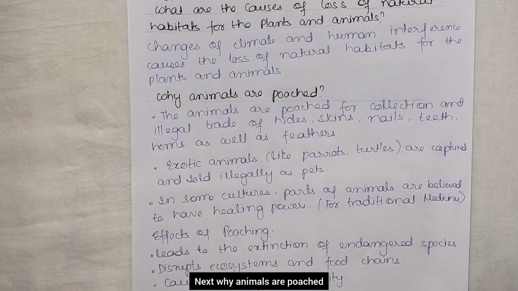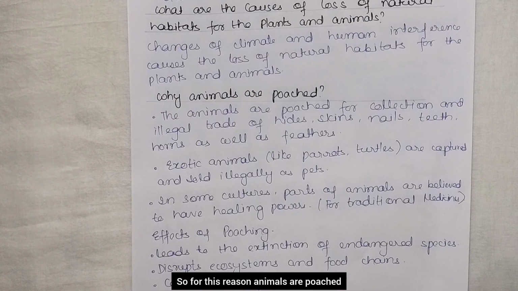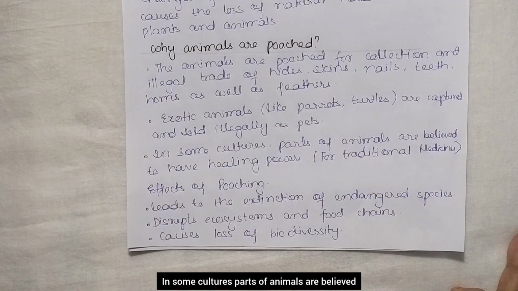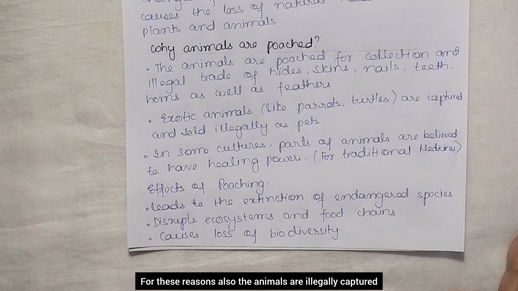Next, why are animals poached? The animals are poached for collection and illegal trade of hides, skins, nails, teeth, horns as well as feathers, right? So for this reason animals are poached. Exotic animals like parrots and turtles are captured and sold illegally as pets. That is, for pet trade also they are poached. In some cultures, parts of animals are believed to have healing powers, that is for traditional medicine. For these reasons also the animals are illegally captured and then killed.